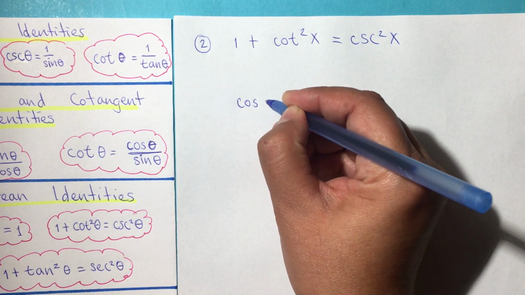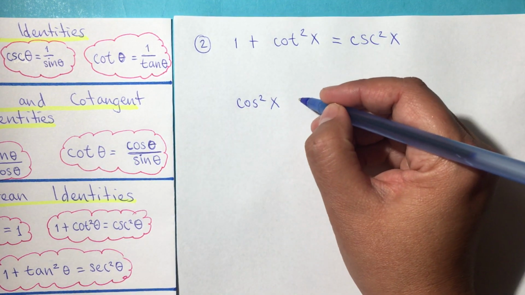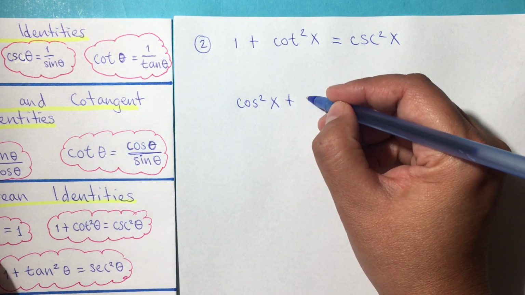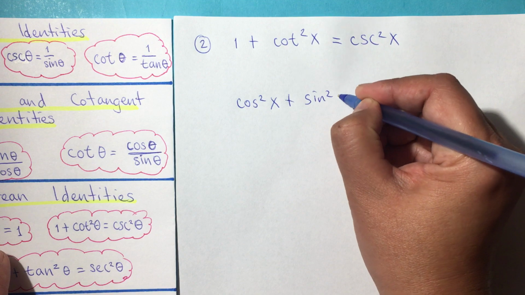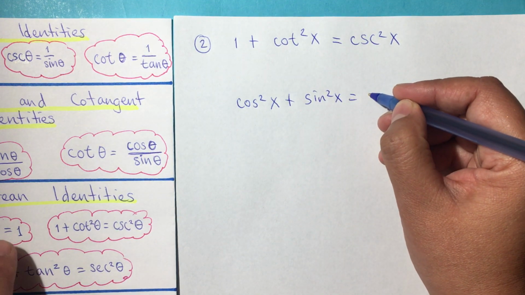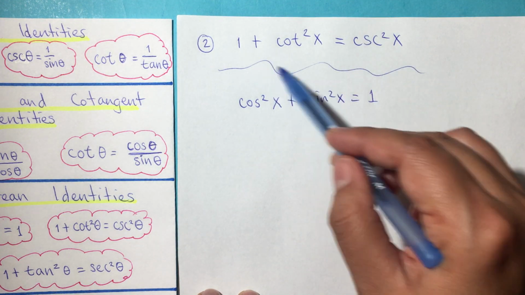Again, so it's cosine square of, I'm going to put x instead of theta, but remember that if you change it for 1, you're going to change it for all of them. Sine square of x equals 1. How do we get from here to that?